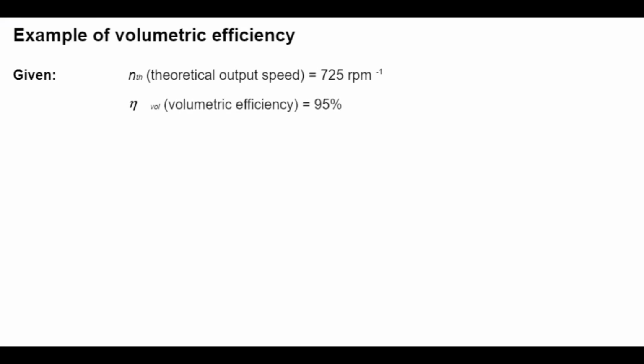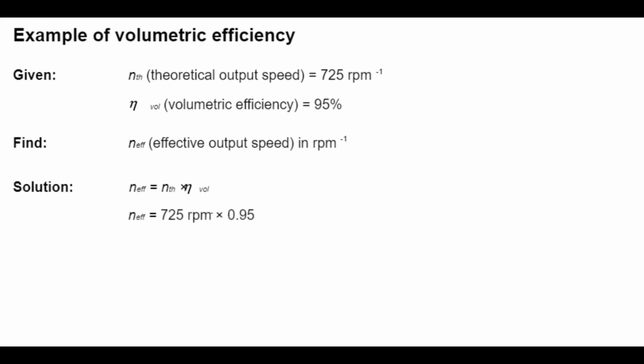When we calculated output speed, volumetric efficiency was not considered. In our example, the hydraulic motor can theoretically output a speed of 725 revolutions per minute. Volumetric efficiency of the motor is 95%. We want to find the effective output speed in revolutions per minute. We multiply the theoretical value by the efficiency and get the result. The effective output speed of the hydraulic motor is around 690 revolutions per minute. Due to losses in the motor, it is noticeably lower than the theoretically possible speed.